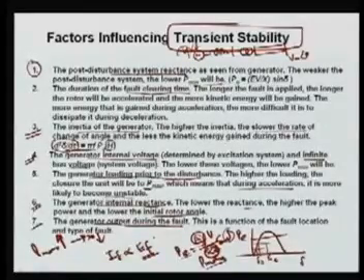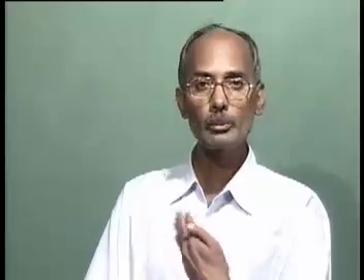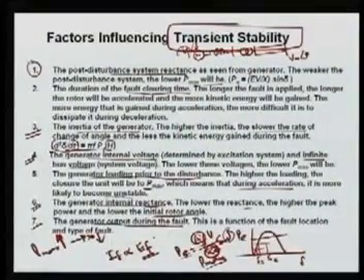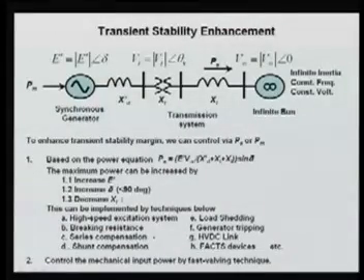All these 7 factors influence. Now to improve the stability, these factors can be looked upon. These factors, how we can go for the better, that we can improve the transient stability of the system. To understand this, again we have to take a simple system.